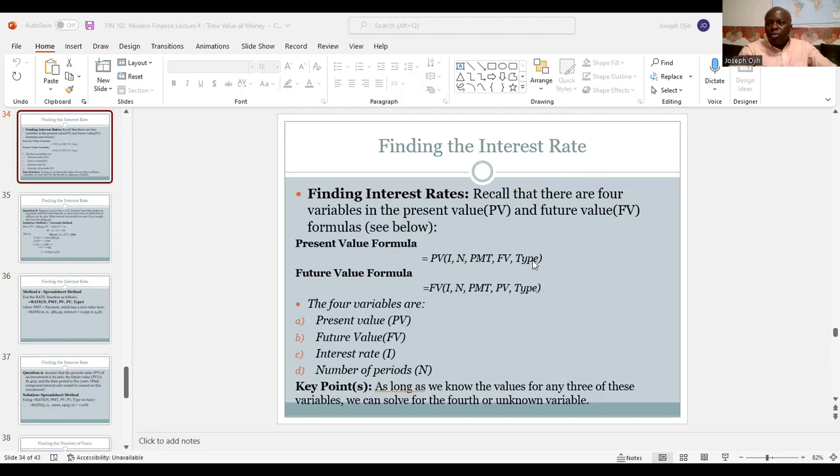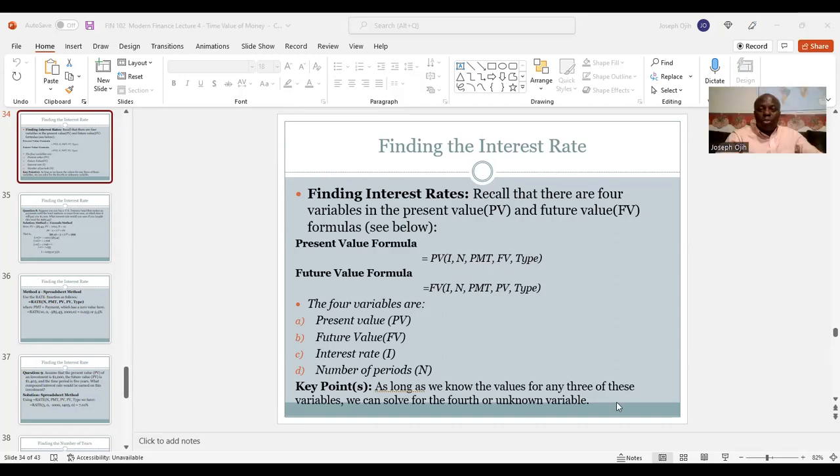Type is not a variable, so we don't count it. So you can see 1, 2, 3, 4. If you are calculating present value, we need these four variables. If you are calculating future value, we also need the four variables. But this time around, we're looking for the variable I, which is the interest rate or rate of return on invested capital. So there are two ways we can find it. Actually, three, but we'll be using two ways.